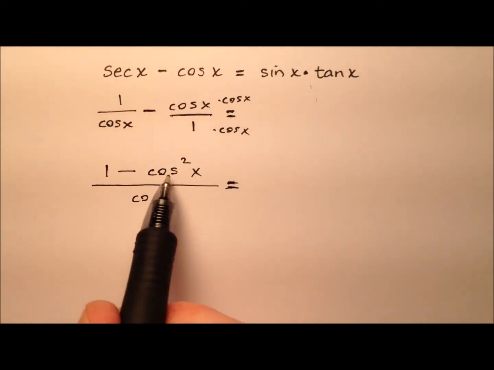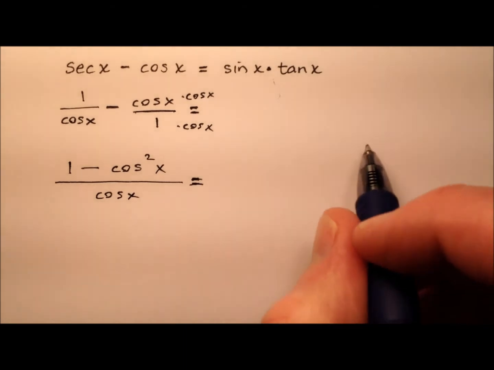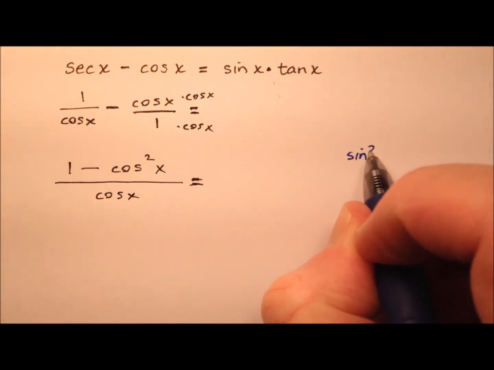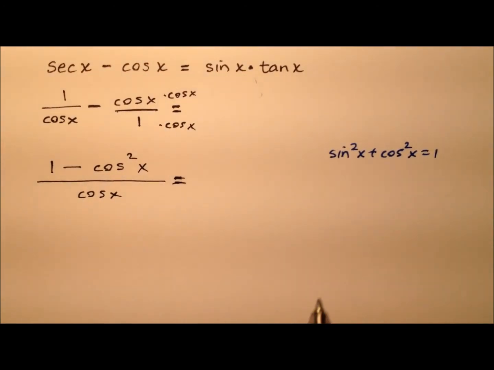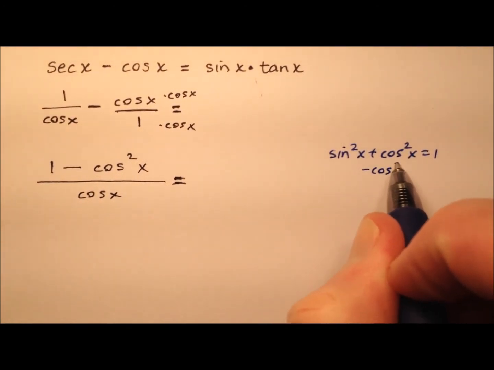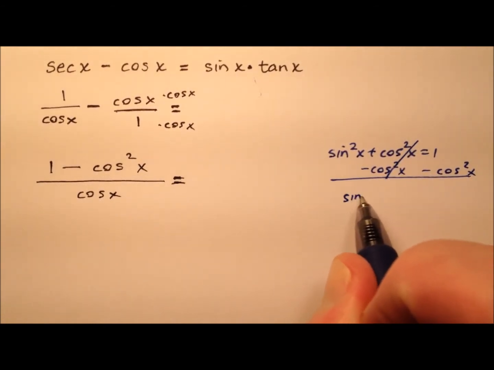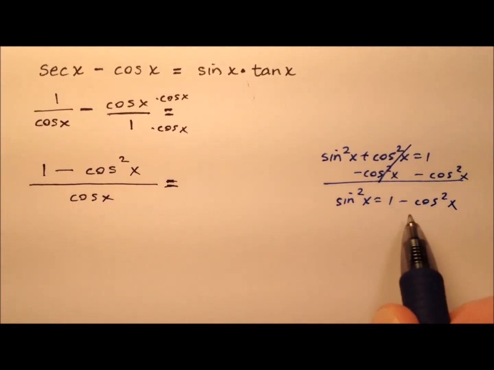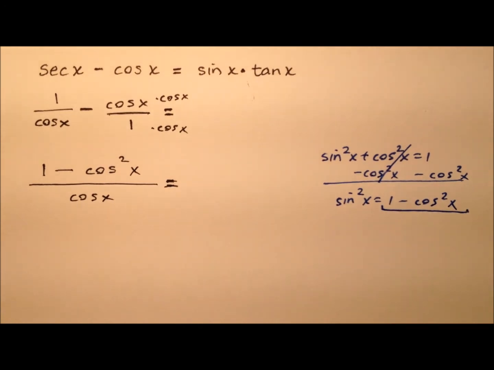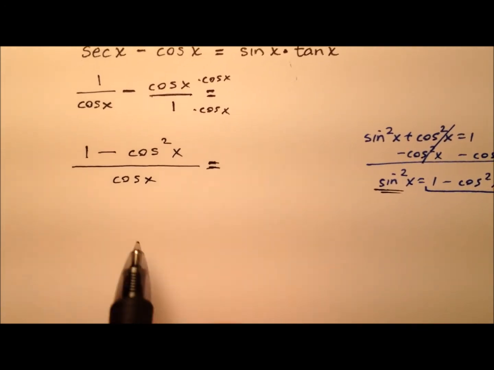So we know that 1 minus cosine squared x is going to be sine squared x because we can use a Pythagorean identity for that. I'll write that down. We know that sine squared x plus cosine squared x equals 1. Which means if we subtract cosine squared x from both sides, we see that sine squared x equals 1 minus cosine squared x. So in the numerator, we have that 1 minus cosine squared x. Let's replace it with this sine squared x.